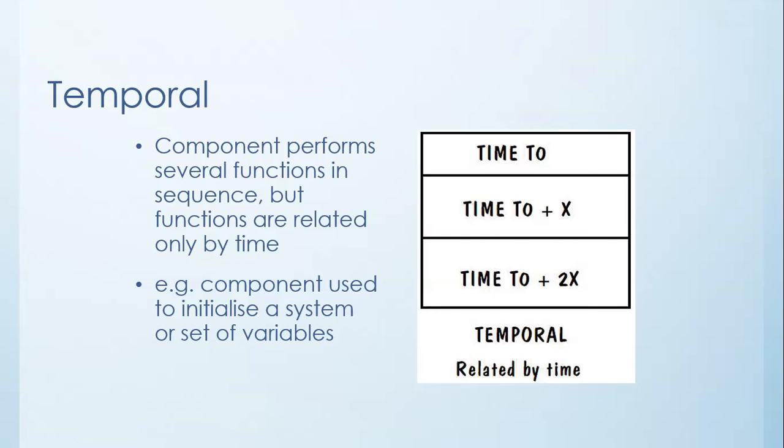The next level up is temporal cohesion, where you group your functions based on performing them in some sort of sequence, where the sequence is only related by time and time alone. So this function performs at the first time step, and then this function performs at the next time step, and so on and so forth. And you group them together because they're only related by the fact that they happen in terms of time.